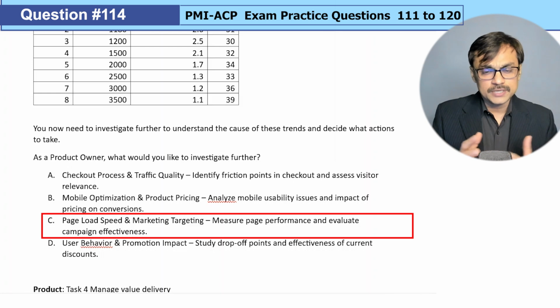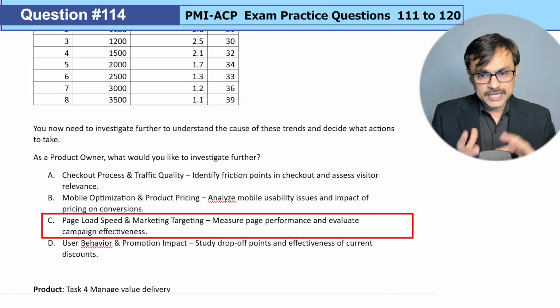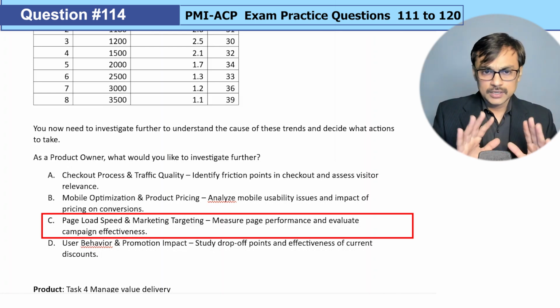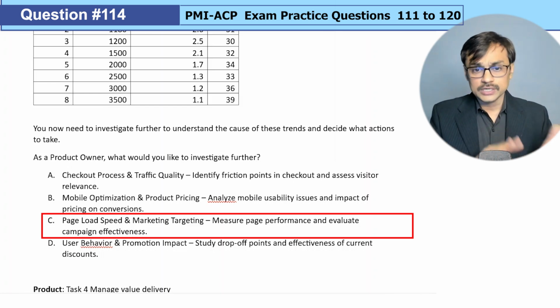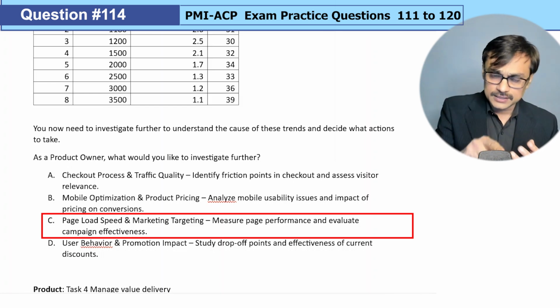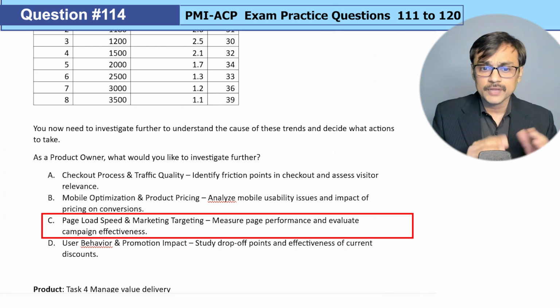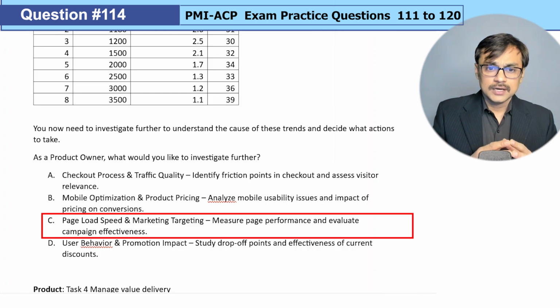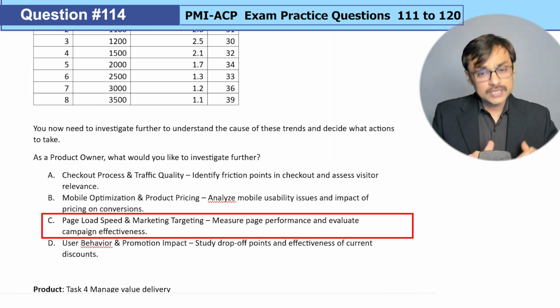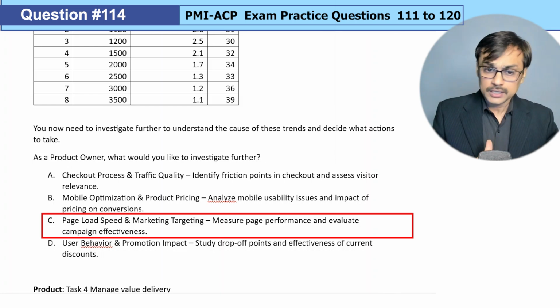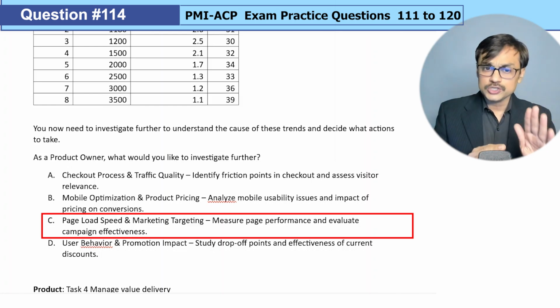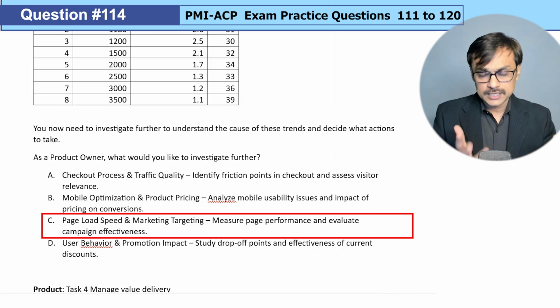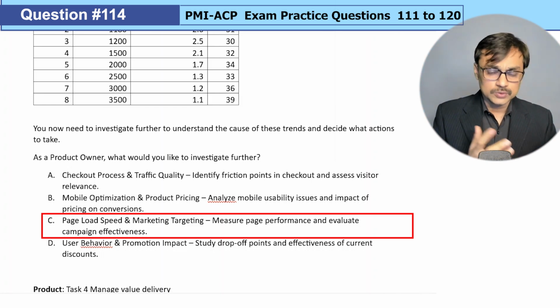Option C, page load speed and marketing targets, measuring page performance and evaluating campaign effectiveness. Page performance can create an issue related to conversion. Probably people visit and then click, and it takes a long time. That's a possibility. Marketing targets, evaluating marketing campaign effectiveness may not look like a concerning area because we are getting more visitors. Marketing's job is to bring the visitors. So though page load speed is not directly coming out of the data, it could be an issue, but marketing targeting doesn't seem to be an issue looking at the data. Option A is clearly showing me better data to analyze.